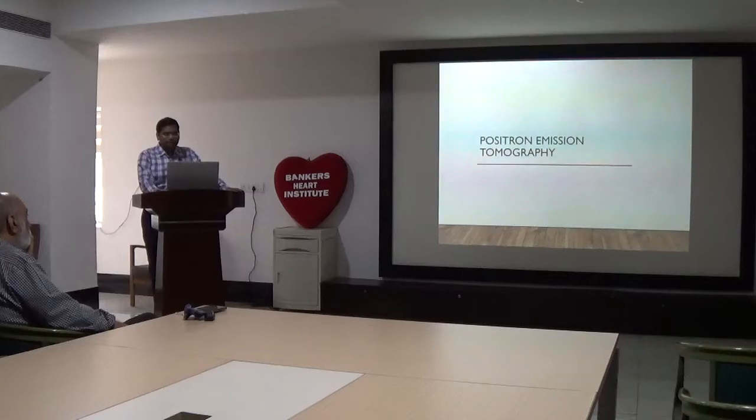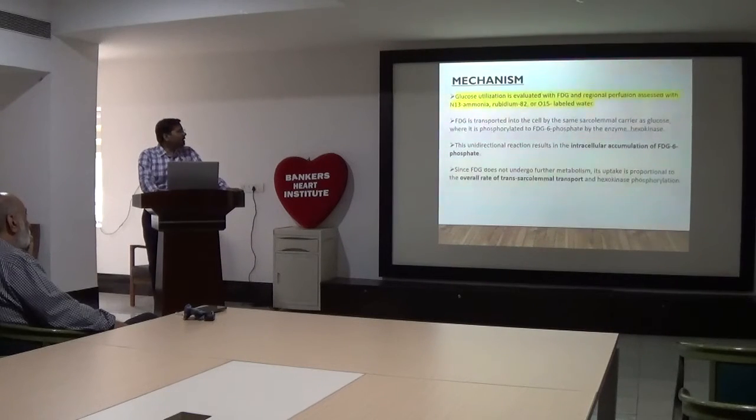Now the PET scan. Glucose utilization is evaluated with FDG PET, and regional perfusion is assessed with N-13 ammonia, rubidium-82 and O-15 water. That is a combined imaging. So perfusion and viability, or glucose uptake, are both studied in this PET scan.